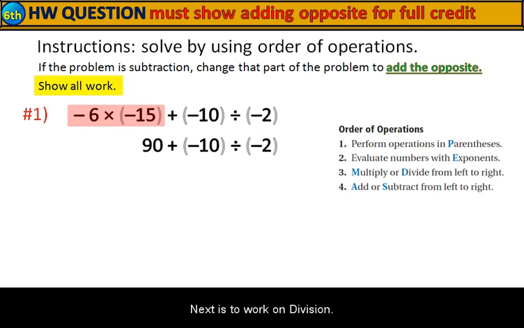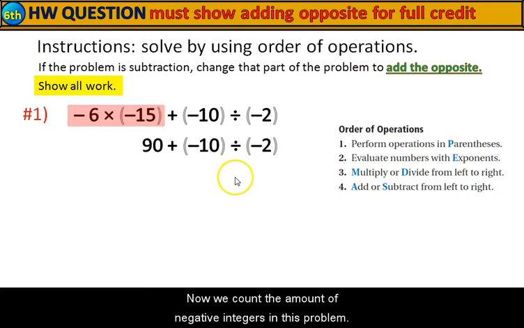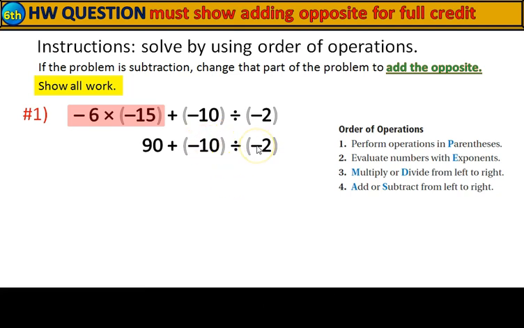Next is to work out division, and we'll be dividing the negative 10 and the negative 2. Again, following the rules for multiplying and dividing with integers, multiply or divide like normal. In this case, 10 divided by 2 is 5. Now we count the amount of negative integers in this problem, and there are 2. Again, an even amount, resulting in a positive answer. The answer is going to be positive 5 between these two.